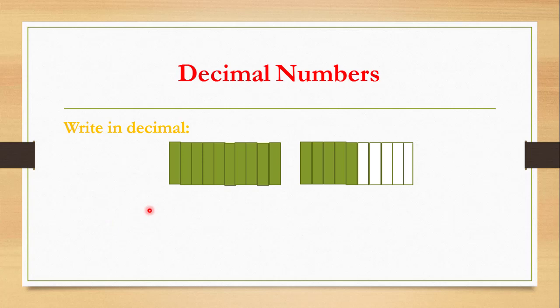Look at the next figure here. We have 10 parts. 10 out of 10 is colored, and also we have here 5 parts out of 10. So we have 1 and 5 over 10. In the same way, I write 5. I'll count only one digit, then I'll put the decimal point. So 1.5, or 1 and 5/10.